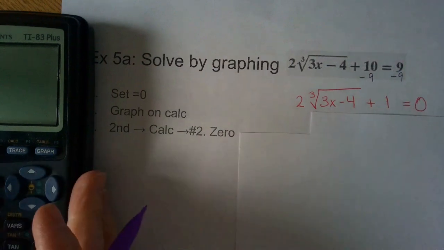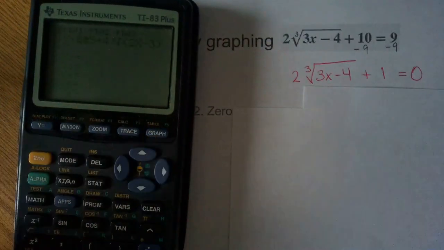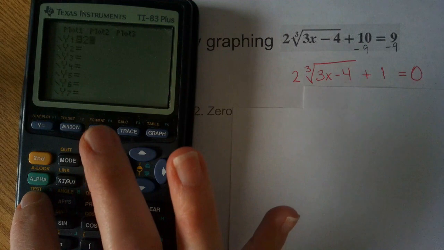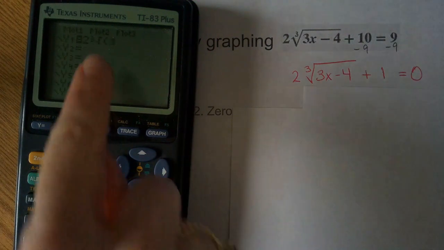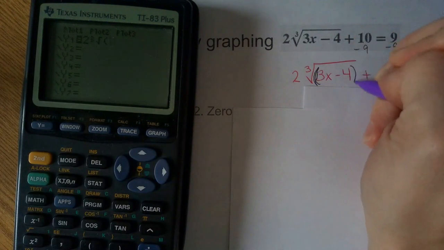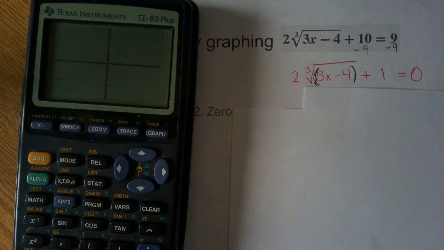Then I'm going to type it into my calculator. So to graph this guy, I want to type it into my y equals. So here's what it's going to look like. So I've got my 2. I'm going to go to math and go down to number 4 for that cube root. Notice you have a parenthesis. So you're going to put parentheses around everything underneath that radical. So I'm going to do 3x minus 4, but I'm going to close that parenthesis because I'm done with the radical. Then I'm going to plus 1. I'm going to hit graph.